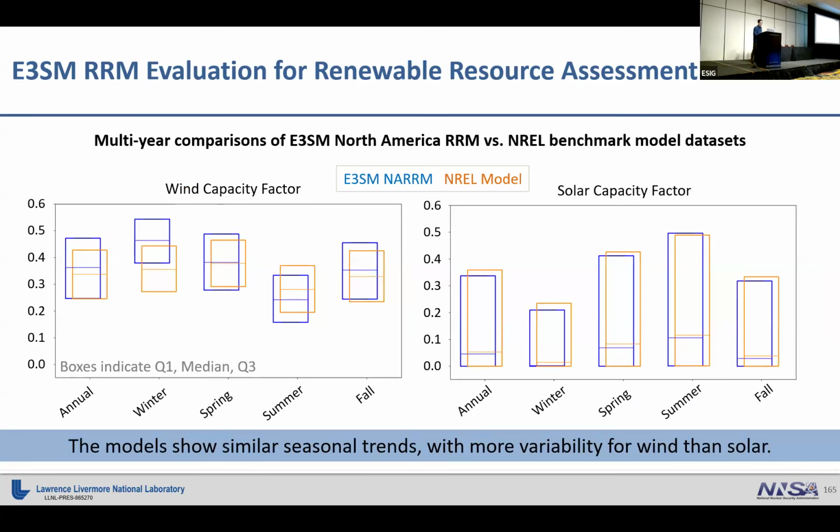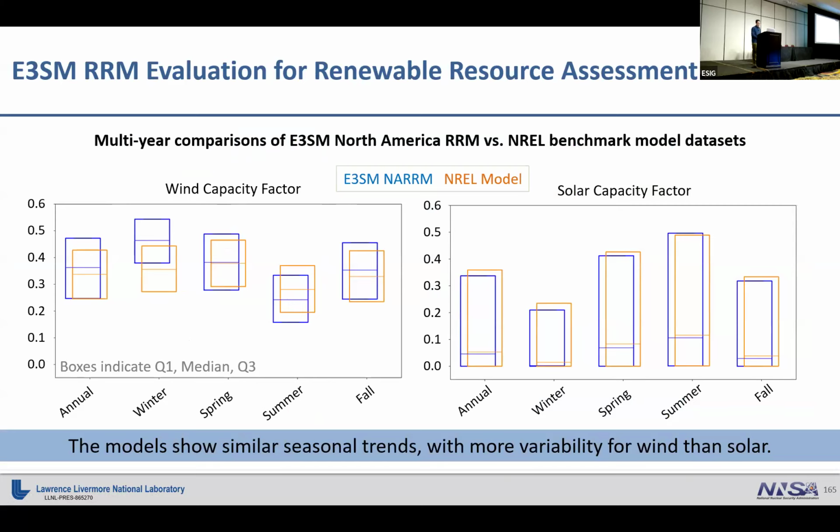So that was the EIA comparison. Now I'll show a brief comparison with the NREL models. So again, we have wind on the left, solar on the right. I'm showing average capacity factor statistics, also multi-year comparisons. The boxes indicate the first quartile, median, and third quartile.